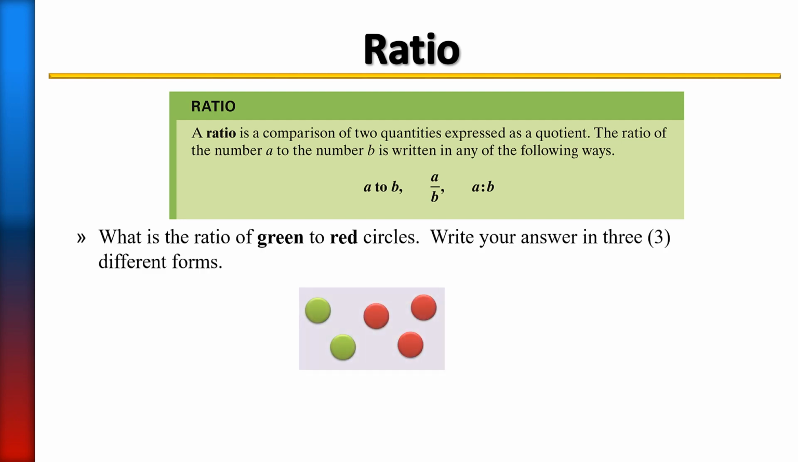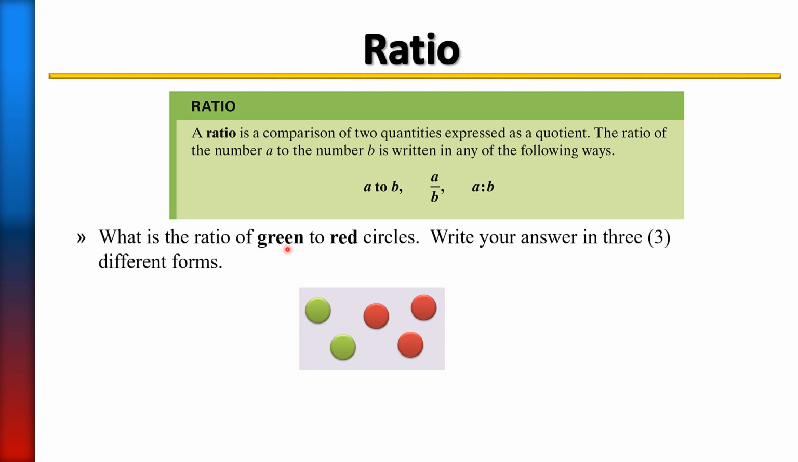So for example, what is the ratio of green to red circles? Let's write that in the three forms. The first color that was mentioned is green, so that would be on top. The second color that is mentioned is red, and that would be down below in the denominator.